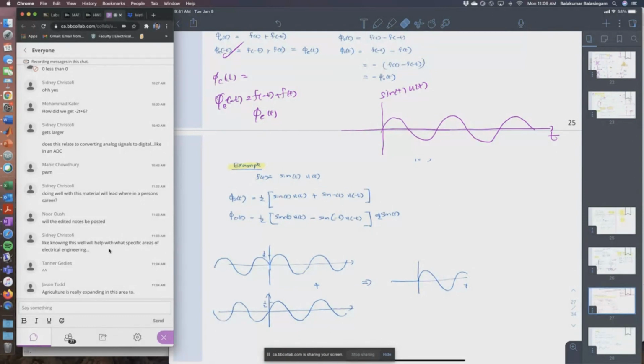Now, the even part of the signal is half times f(t) plus f(-t). So half times sin(t) u(t) plus sin(-t) u(-t).